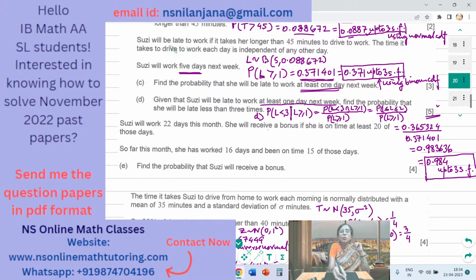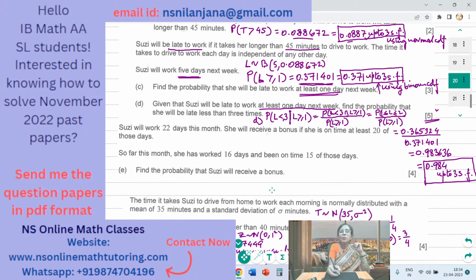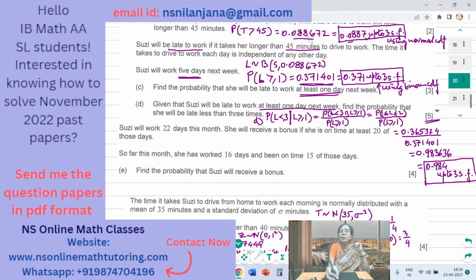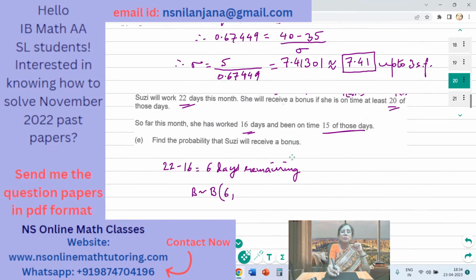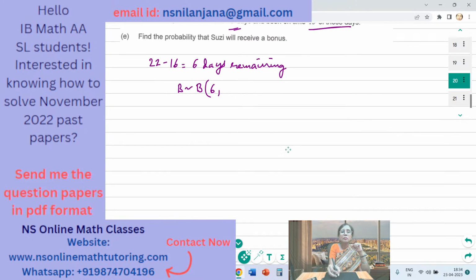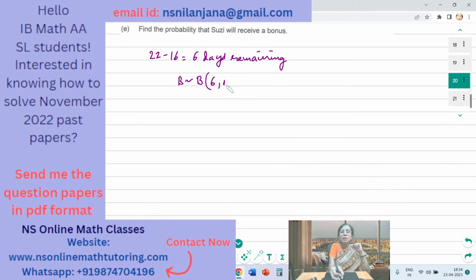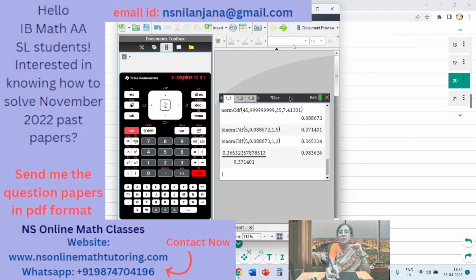Susie will be late to work if it takes her longer than 45 minutes to drive to work. And what was the probability for T greater than 45? It was 0.088672. Check, 0.0886.